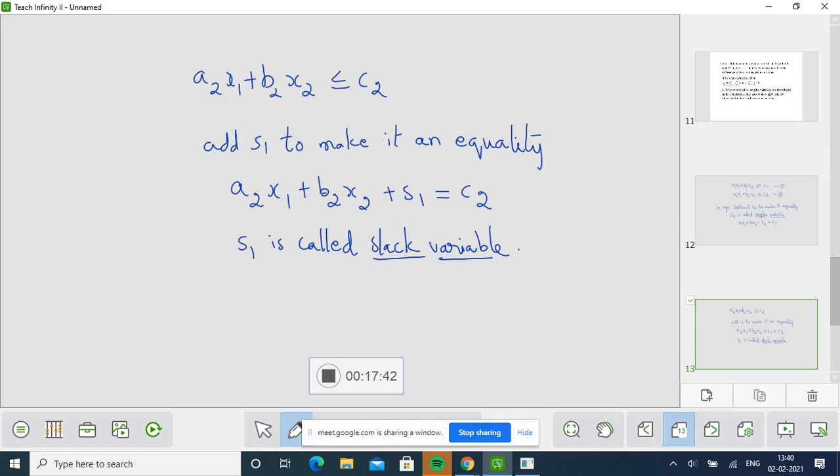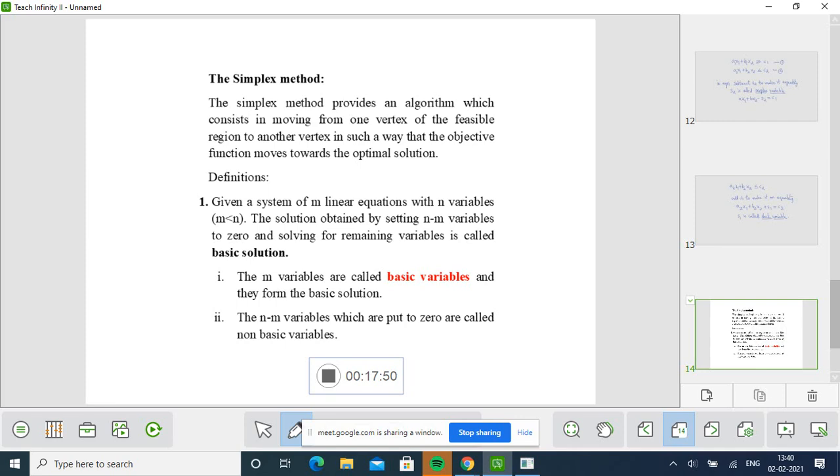If it's less than or equal to, you add something, that is slack. If it's greater than or equal to, you subtract something, that is your surplus variable. Okay, next. Now we are moving into the simplex method. Before going into the simplex method, we should know what is a basic solution, what is a basic feasible solution, and so on. So why do we need this simplex method?